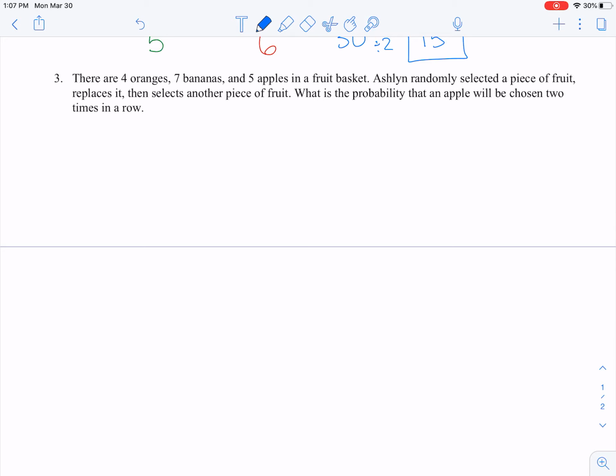Last question. There are 4 oranges, 7 bananas, and 5 apples in a fruit basket. Ashlyn randomly selected a piece of fruit, replaces it, then selects another piece of fruit. What is the probability that an apple will be chosen 2 times in a row? So we have 4 oranges, 7 bananas, and 5 apples. Let's figure out the total. In order to figure out the total, we would have to add all those up. 4 plus 7 is 11. 11 plus 5 is 16. So we know that the fraction should be out of 16.